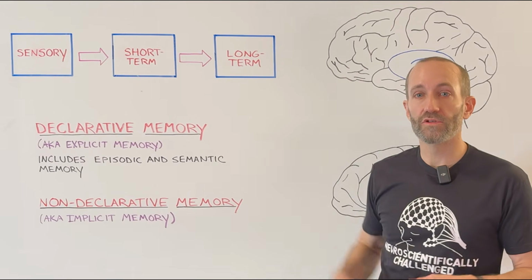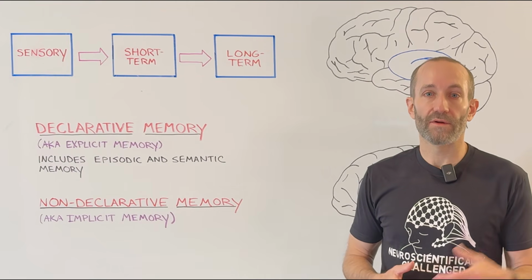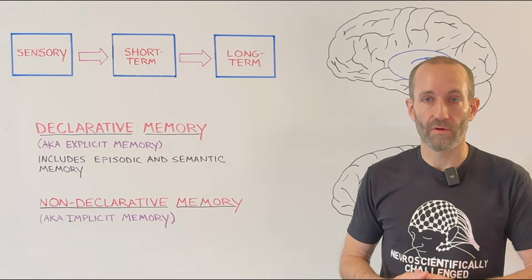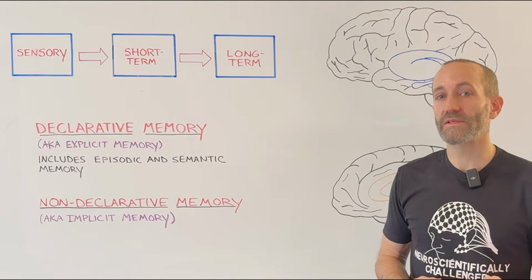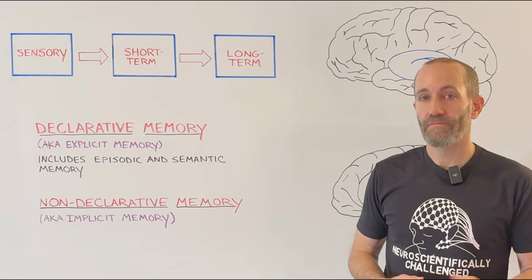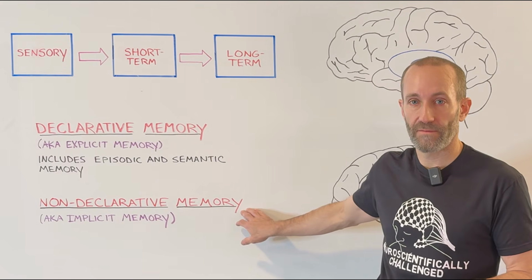Long-term memories are more durable and can last for days to years or even the rest of our lives. For example, I don't think I'll ever forget the address of my childhood home. That would be a long-term memory. There are also thought to be different kinds of memory that serve different functions, and one of the most common distinctions is between declarative and non-declarative memory.